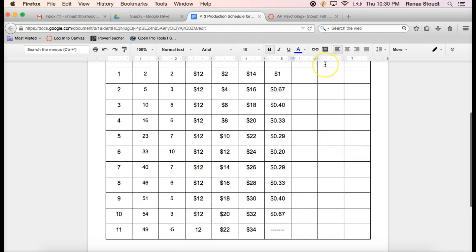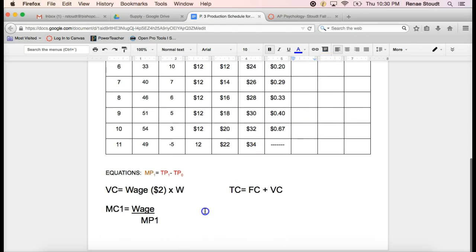On the very bottom, I want you to fill in our total revenue. Total revenue is equal to the price times total product. This is not very different from when we did this with demand. We figured out total revenue. We took the price times the quantity. Total product is quantity.